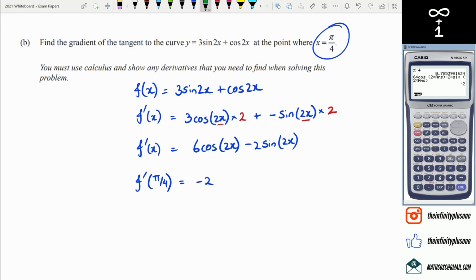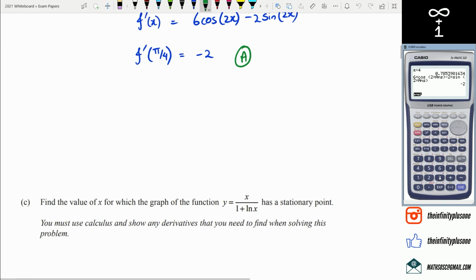So for this question, you've got to get the correct derivative and the gradient to get an achieved. So it's basically you've got to do both of the things right there. All right, so let's go to question C.